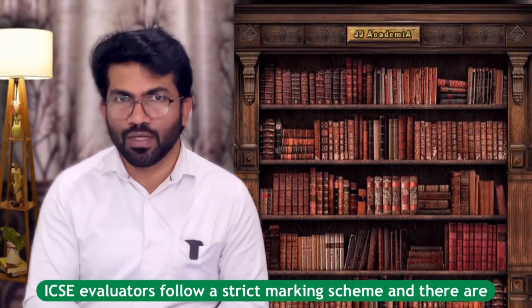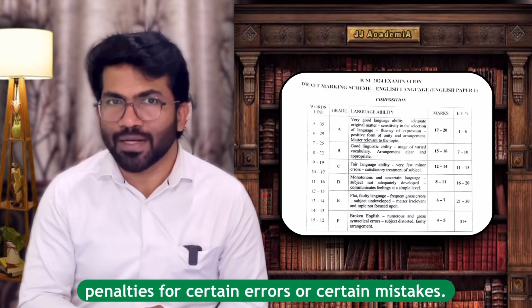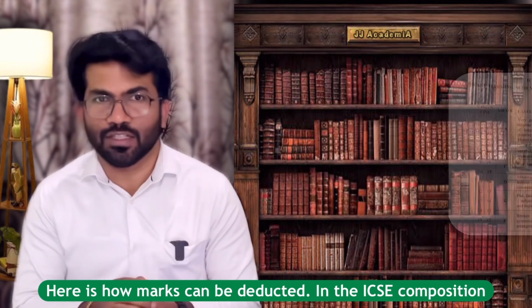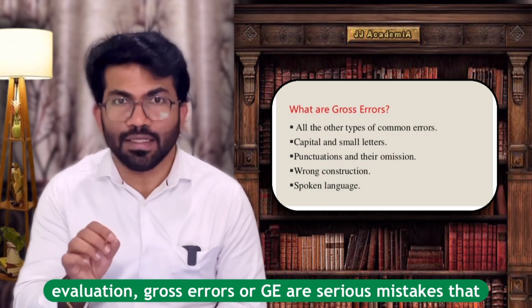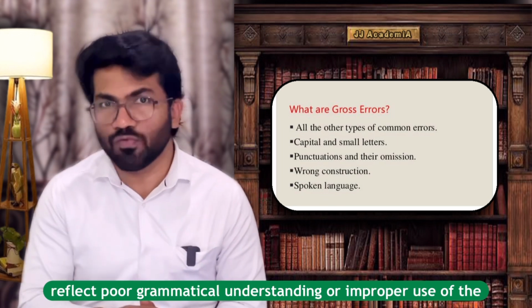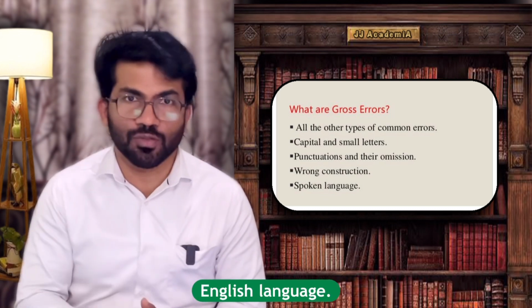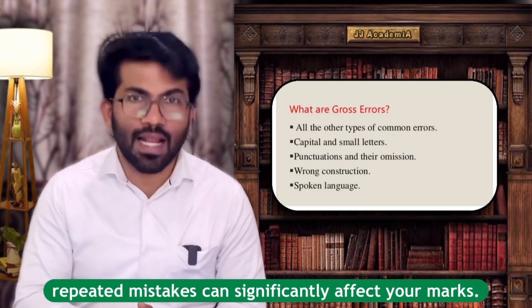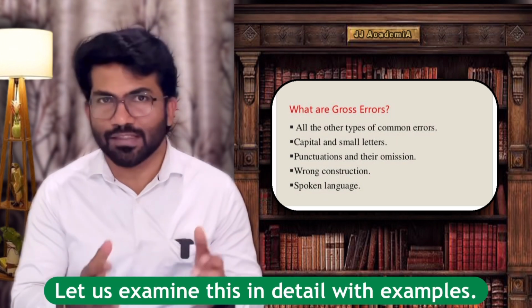Now let us see how your composition is evaluated by the examiners. ICSE evaluators follow a strict marking scheme, and there are penalties for certain errors or certain mistakes. Here is how marks can be deducted. In the ICSE composition evaluation, gross errors or GE are serious mistakes that reflect poor grammatical understanding or improper use of the English language. Each gross error results in a deduction of 1 full mark, and repeated mistakes can significantly affect your marks. Let us examine this in detail with examples.